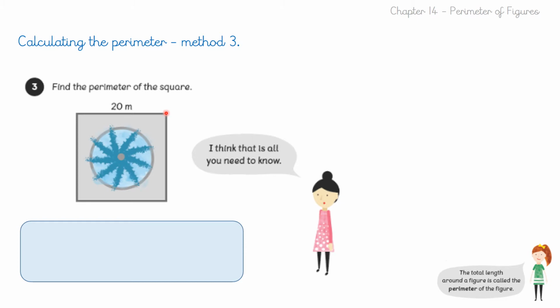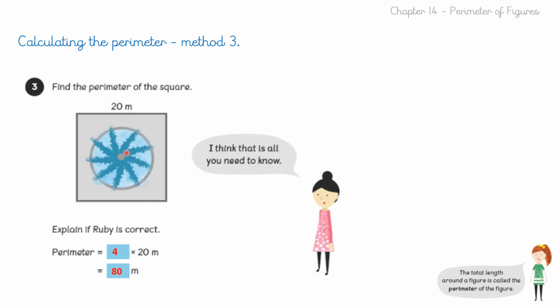So here she worked out the length of one side, and we can see it's 20 meters, and all she's done is as follows. She's done 20 meters times 4, because there are 4 sides that are 20 meters long. 20 meters times 4 equals 80 meters. So the perimeter of the shape of this square is 80 meters. Its total length is 80 meters.